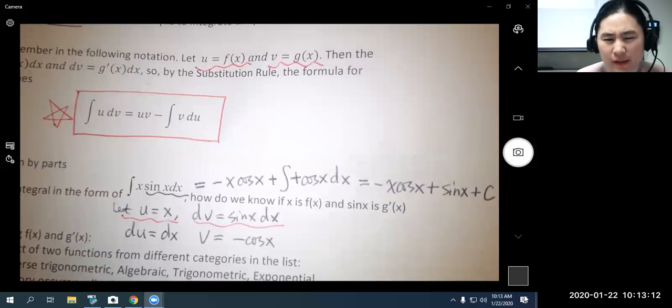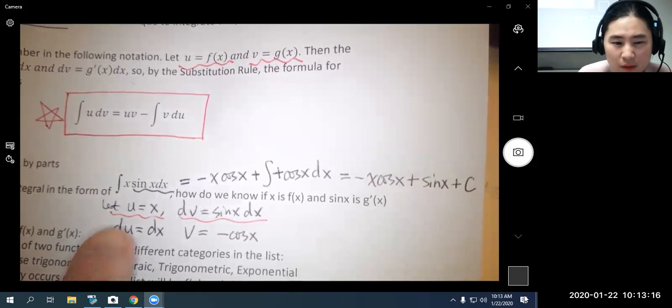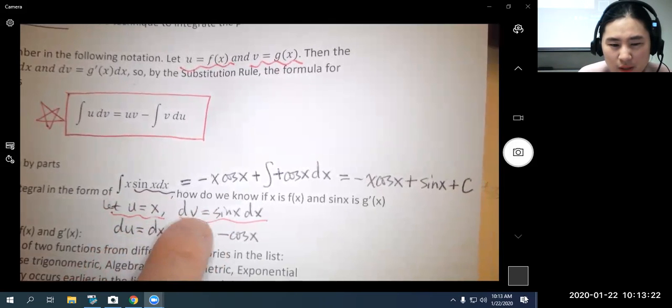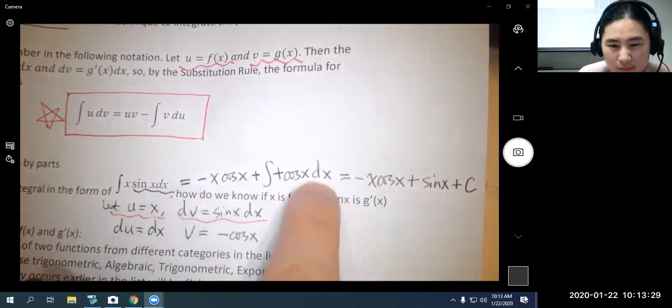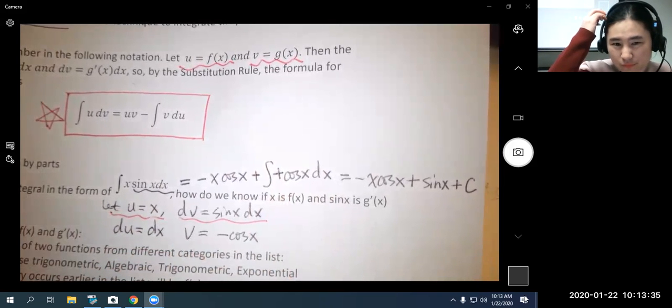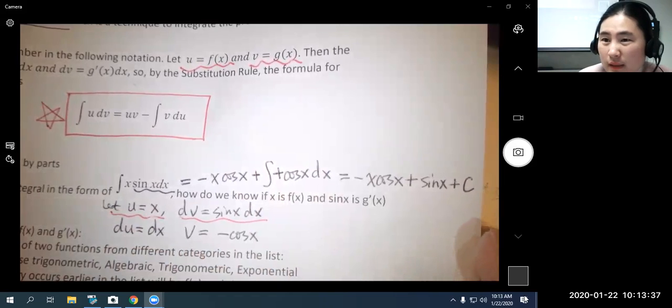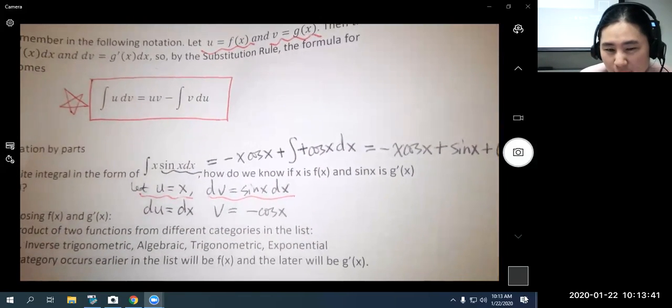Do you have a brief idea about this question? How do we choose a u? The leftover will be what? dv. Differentiate u. Integrate dv to give us v, by the formula: u times v minus the integral of v times du. Right, guys? Yeah, so this is a general idea of how to choose u.